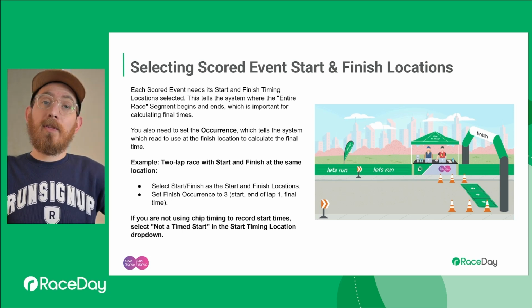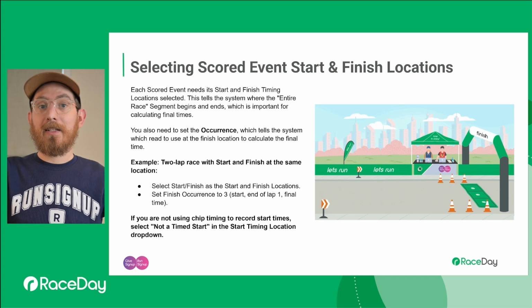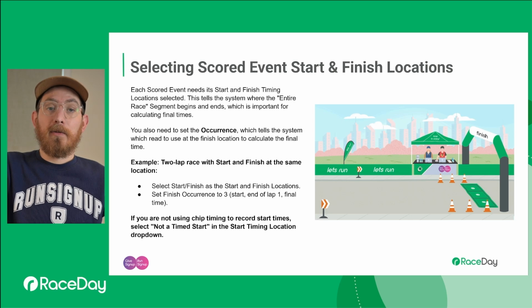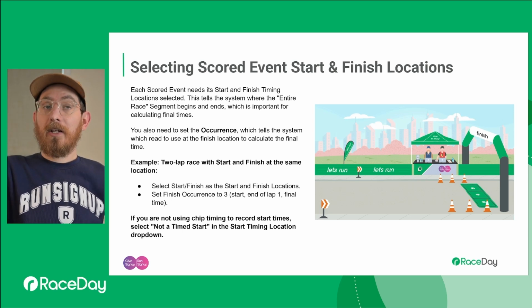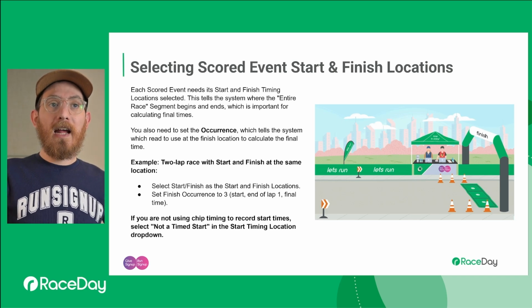There are other ways of doing this. Obviously, if it's a separate start and finish, it would start at the start location and finish at the finish location. If it's a common start finish, it would be just start finish. Occurrence 2 is your finish occurrence. So just be really careful when you're setting all this up and think about what's going to happen.